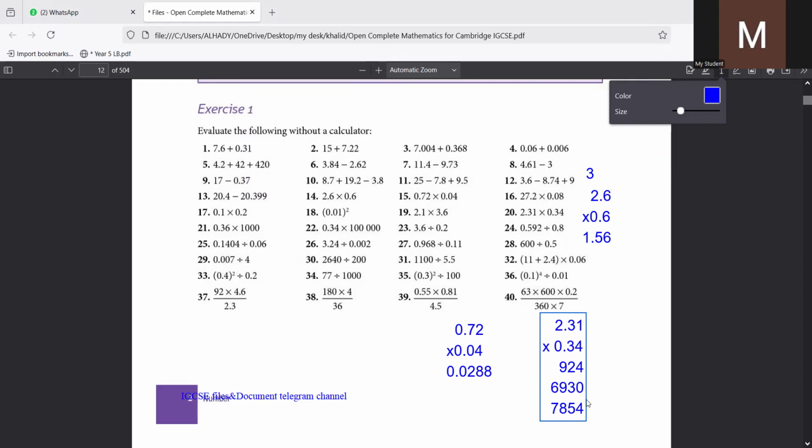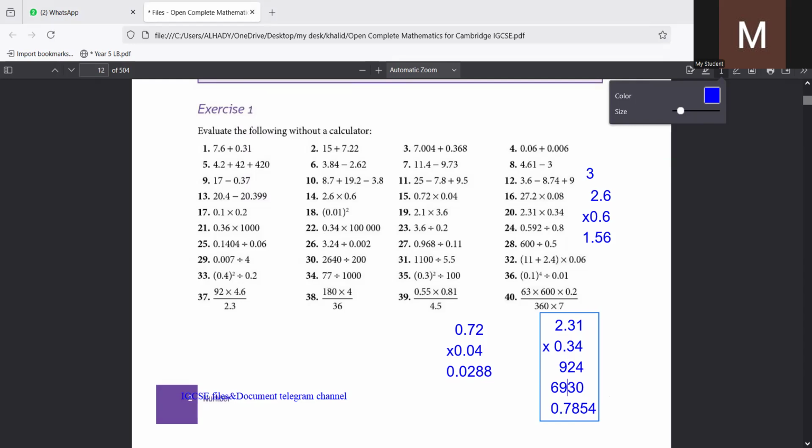Now what you need to do is see how many digits have the decimal point for your two numbers together. Here there are two digits, 3 and 1. And here there are two digits, 3 and 4. So all of them, how many digits? 4 digits. So you come here and count 4 digits: 1, 2, 3, 4. Put the decimal point, and then this is 0.